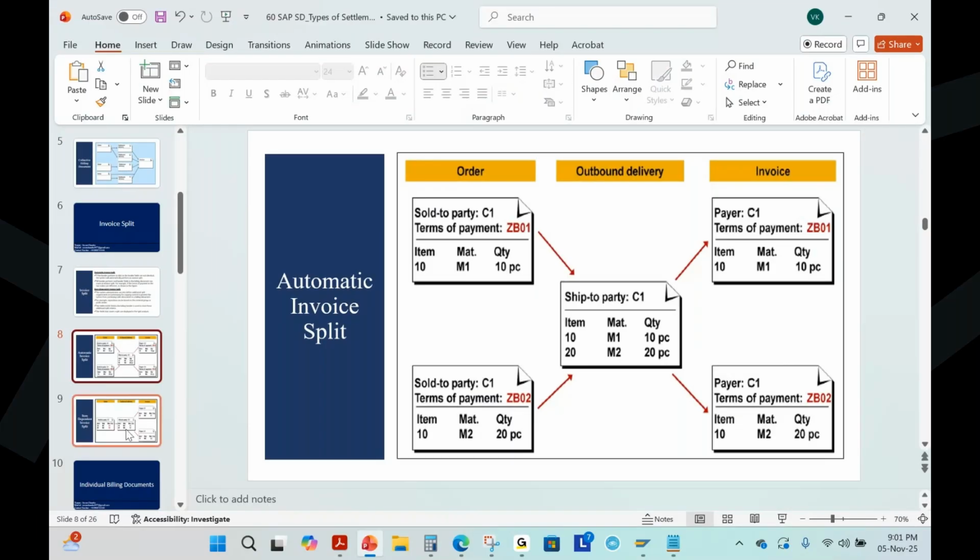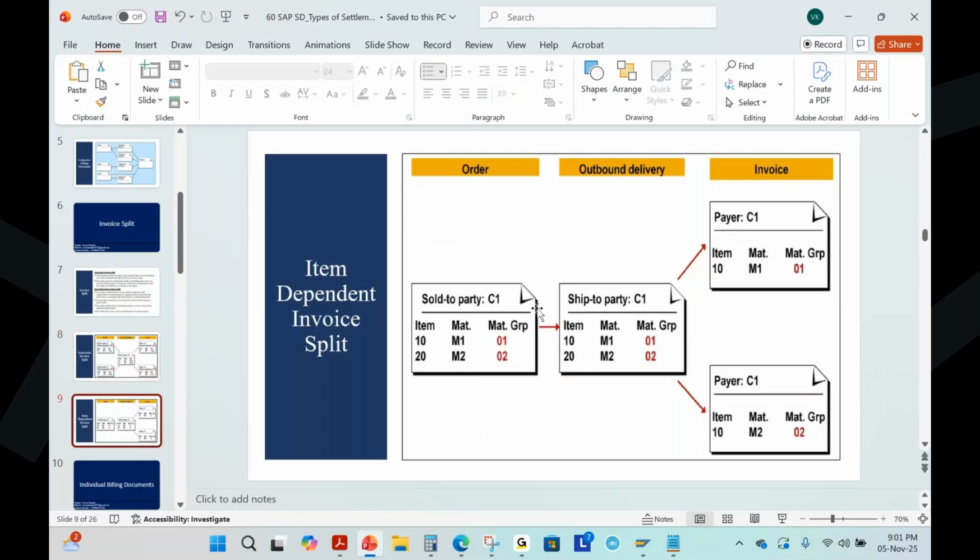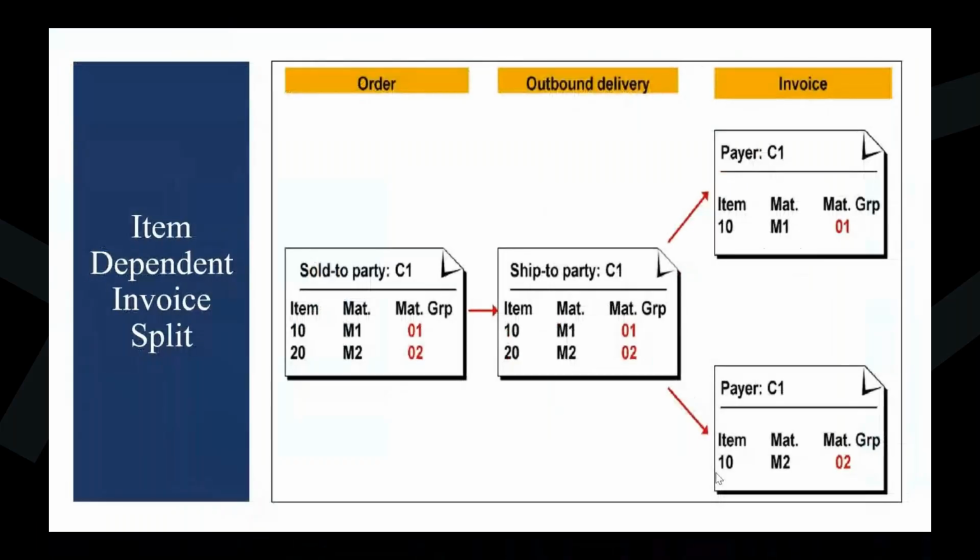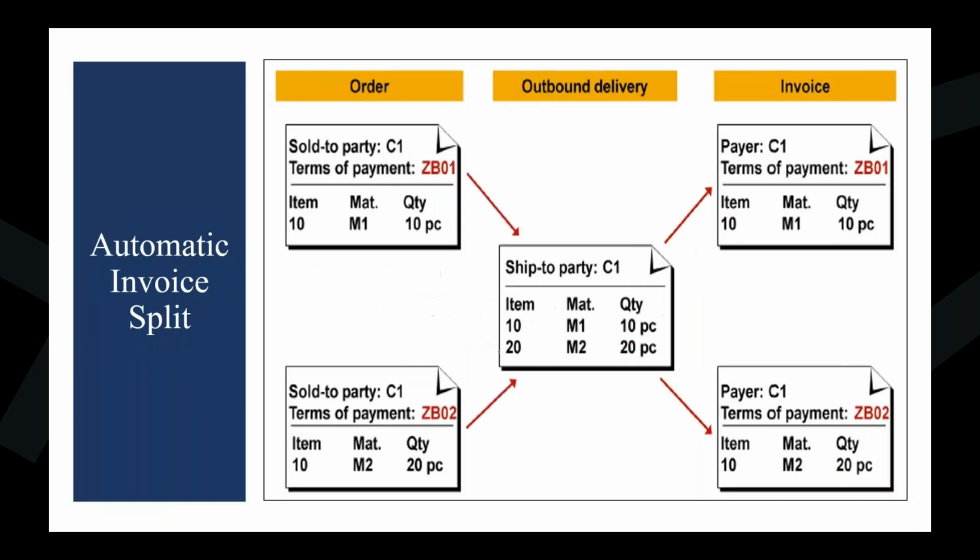Also, there is another function called item dependent invoice split. Suppose you have one sales order with two line items, but their material groups are different. In that case, you have one outbound delivery, but the system will split it into two invoices because the material groups are different for the items.